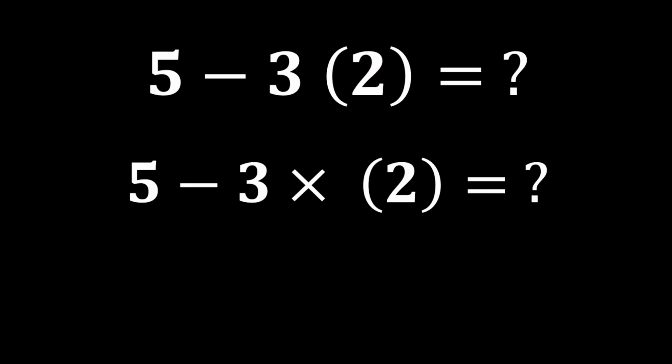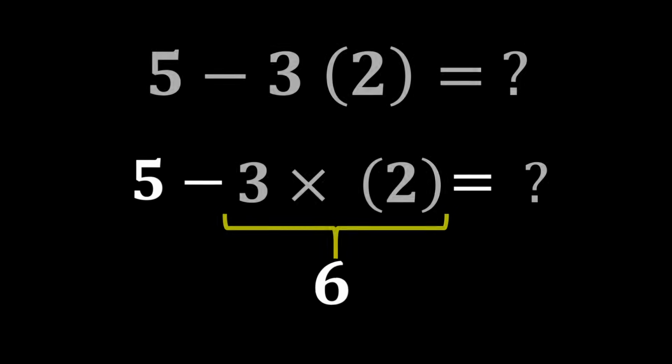In mathematics, when a number is placed next to parentheses, it means multiplication, and usually for simplicity and brevity, we do not write the multiplication sign. Then we perform the multiplication. Because it has a higher priority than subtraction. 3 multiplied by 2 becomes 6. Finally, 5 minus 6 becomes -1.